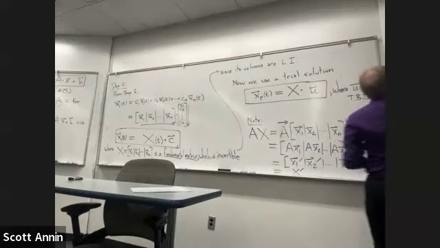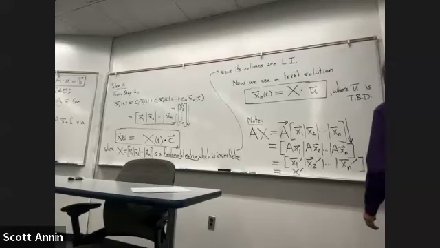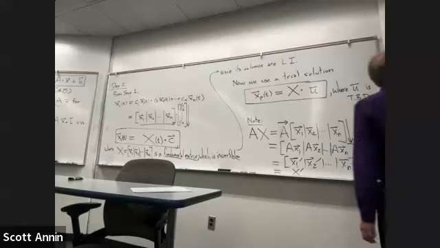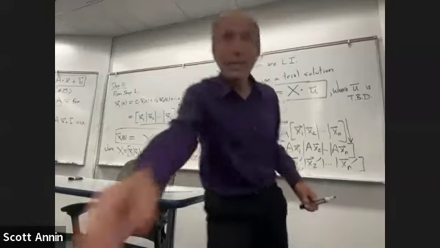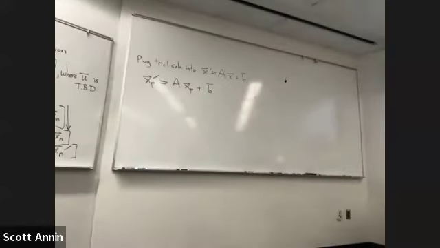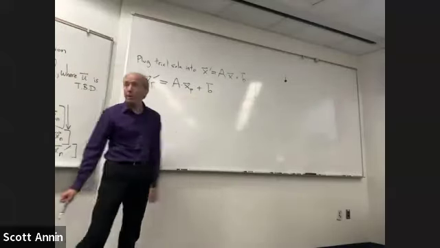Now let's plug in our trial solution into X prime equals A times X plus B. On the left side, I will have X sub P prime. On the right side, I'll have A times X sub P plus B. So that's what you would get if you just plug that in on both the left and the right. X sub P prime equals A times X sub P plus B.